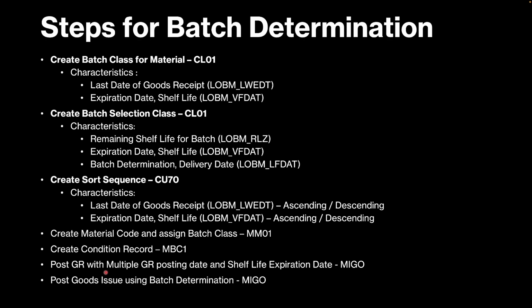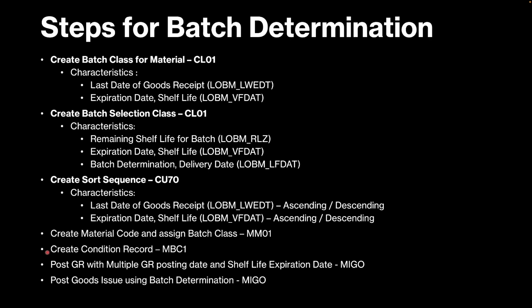Then we'll post GRs with multiple GR posting dates and shelf life expiration dates through transaction MIGO. And then finally we'll post goods issue and see how automatic batch determination takes place. This activity we'll also be doing in the MIGO transaction. So these are the steps that need to be done.